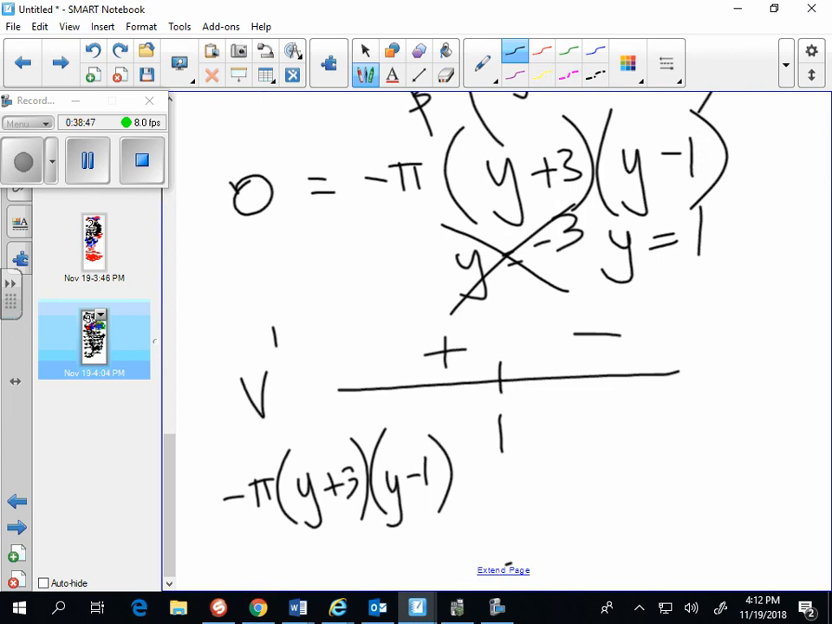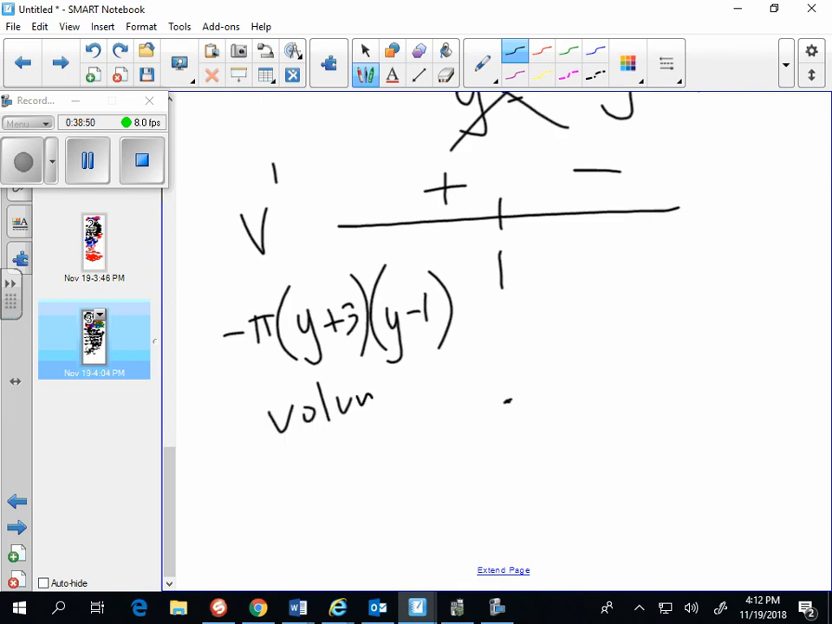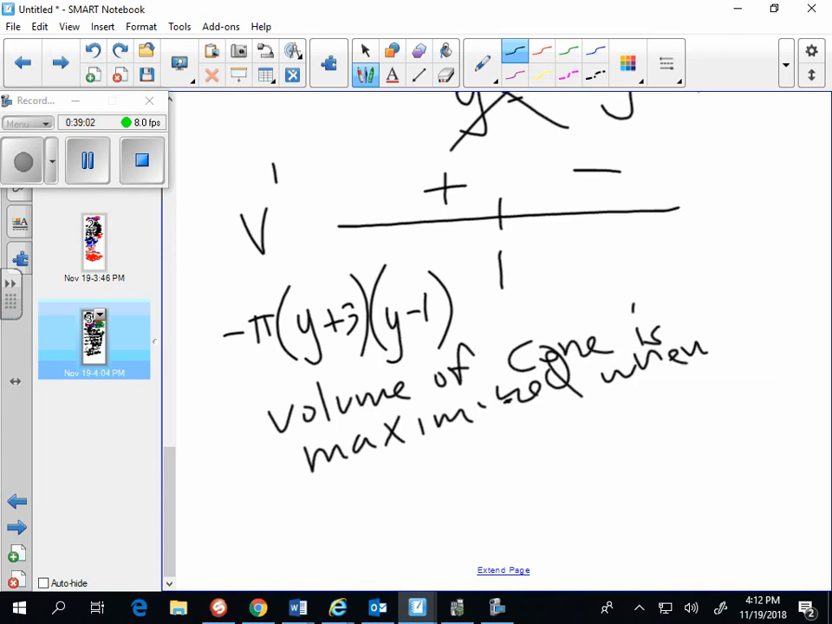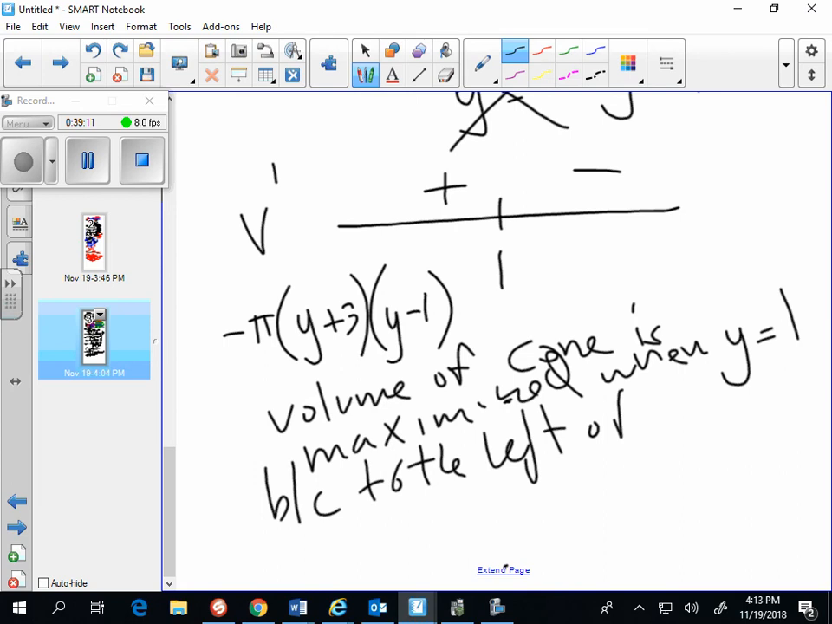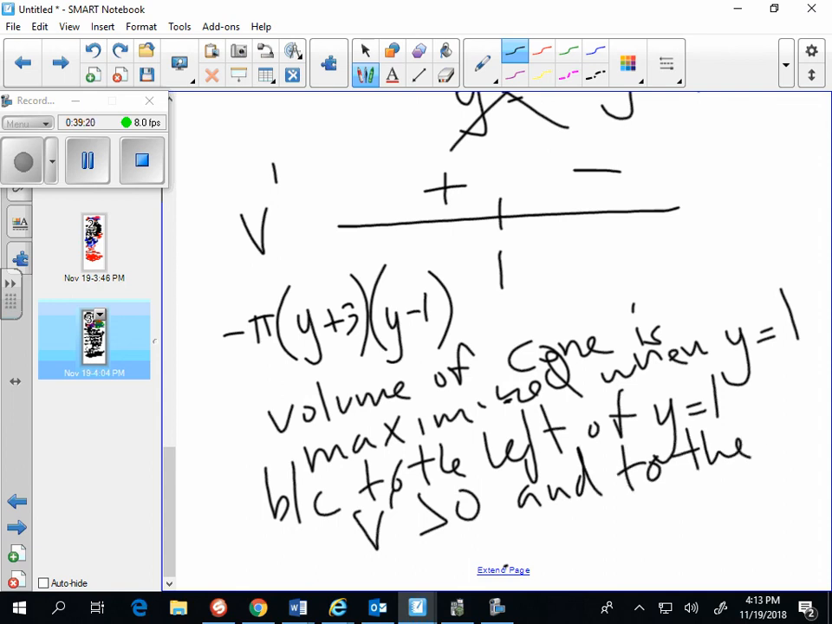So I see that the volume of the cone is maximized when y equals 1, because to the left of y equals 1, v prime is greater than 0, and to the right of y equals 1, v prime is less than 0.